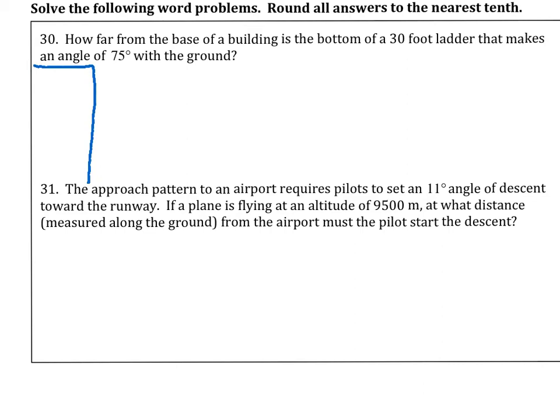Is the bottom of a 30-foot ladder that makes an angle of 75 degrees with the ground. Now, based on this, I'm assuming that it is a right angle because buildings are normally vertical. So, if I am trying to find how far away it is from the base, I know the base is down here at the bottom. So I'm going to go ahead and label this bottom side x.